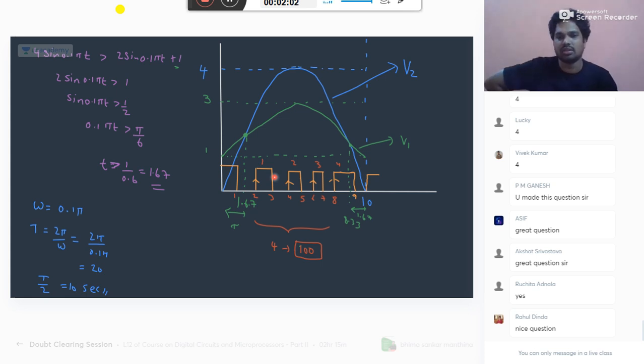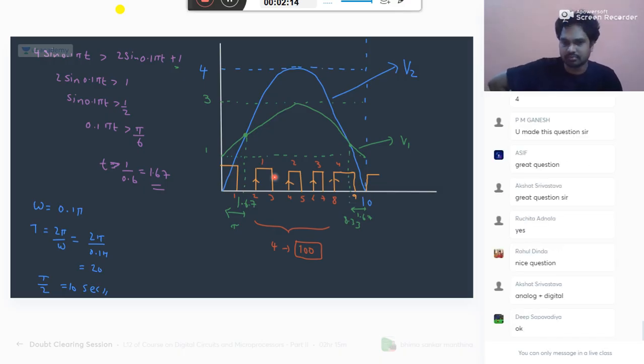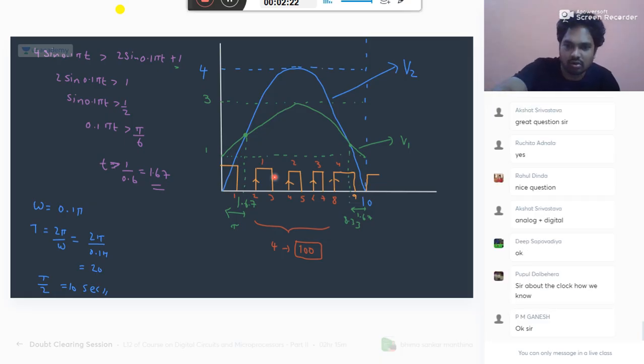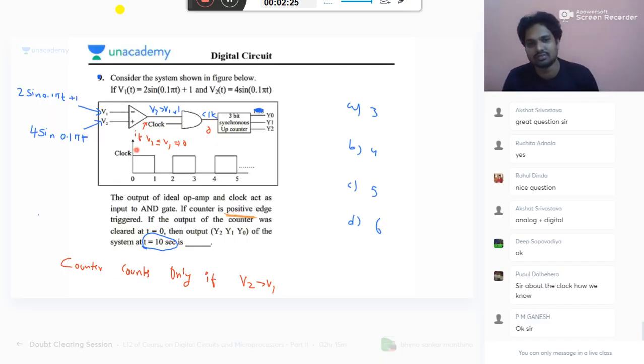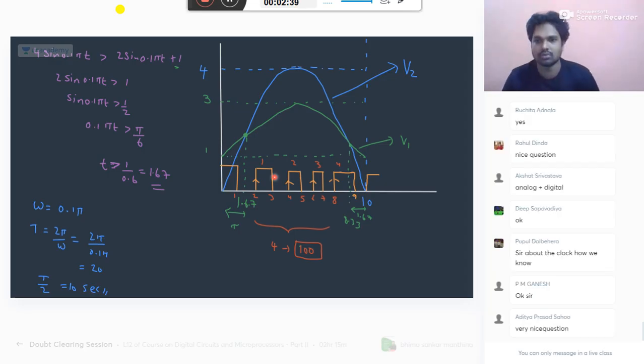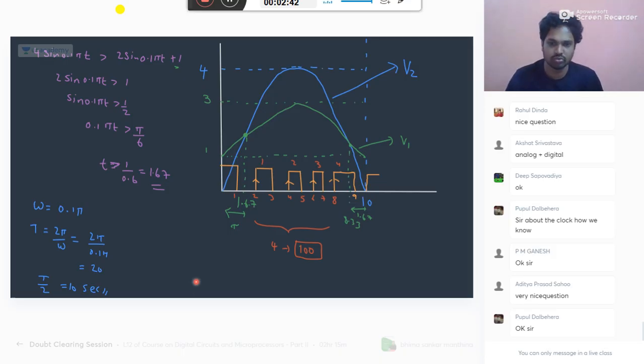Actually, I have made some questions. This is not made by me, but I have collected long back somewhere. I forget where I collected, but I made some questions similar to this. The problem is they are not available in typed form, so I am typing some 40 questions right now. Sir, about the clock, how do we know? You don't know. He has given it. So let's move.